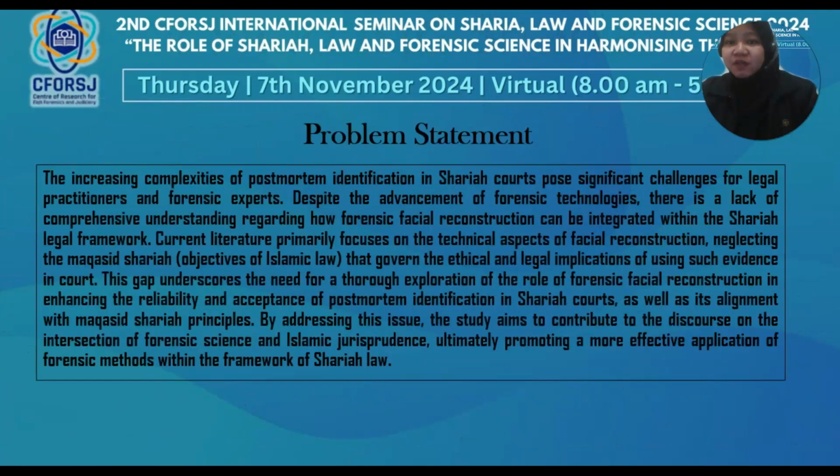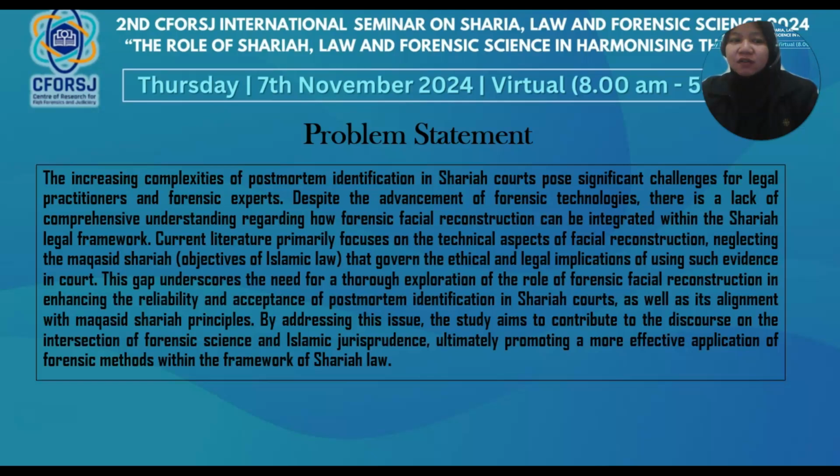So, the problem statement. The increasing complexities of postmortem identification in Sharia court pose significant challenges for legal practitioners and forensic experts. Despite the advancement of forensic technologies, there is a lack of comprehensive understanding regarding how forensic facial reconstruction can be integrated with the Sharia legal framework. Currently, literature primarily focuses on the technical aspects of facial reconstruction, neglecting the Maqasid Sharia objectives of Islamic law that govern the ethical and legal implications of using such evidence in court.